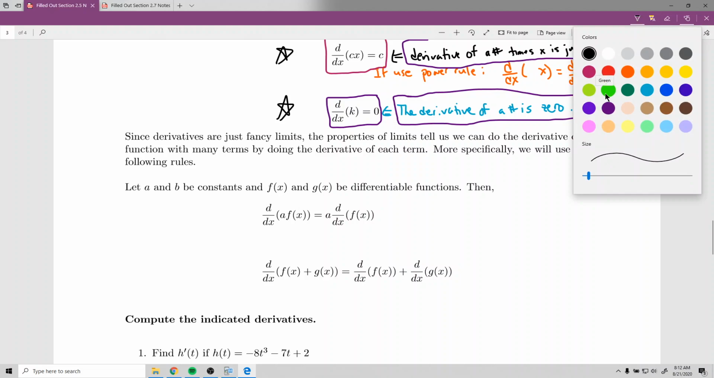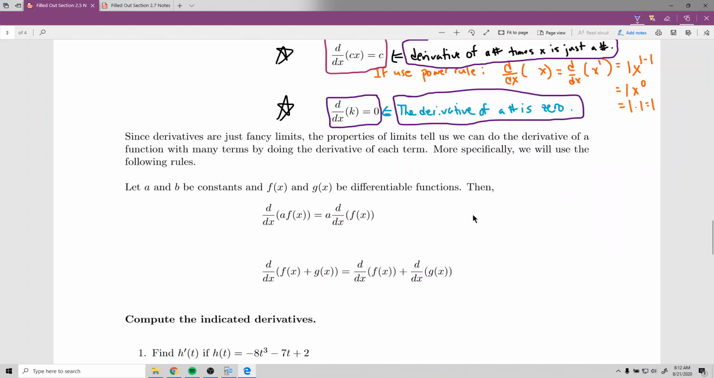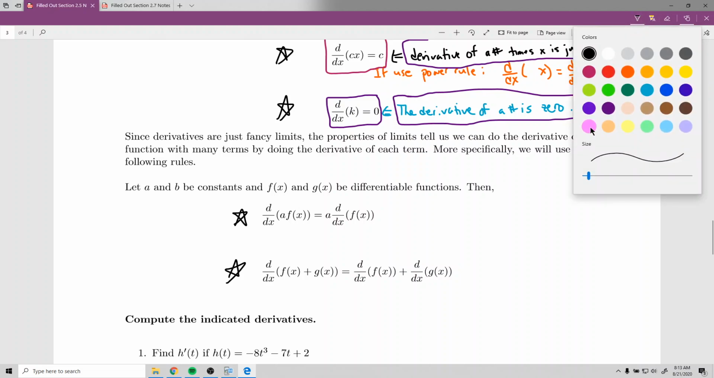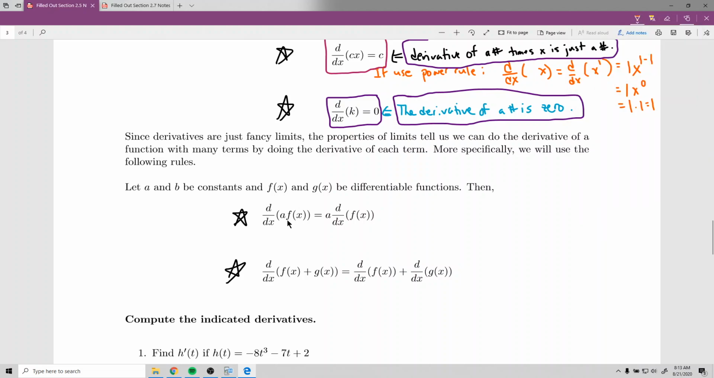Right, now the next two properties will allow us to actually deal with the numbers here, like the c. And then also, what if we're adding or subtracting something? So it says let a and b be constants and f of x and g of x be differentiable functions. Then we have the following two rules, which once again, memorizing in words, and once you practice them enough, it'll become more straightforward. The first one says if you do the derivative of a number times a function, you can bring the number out.